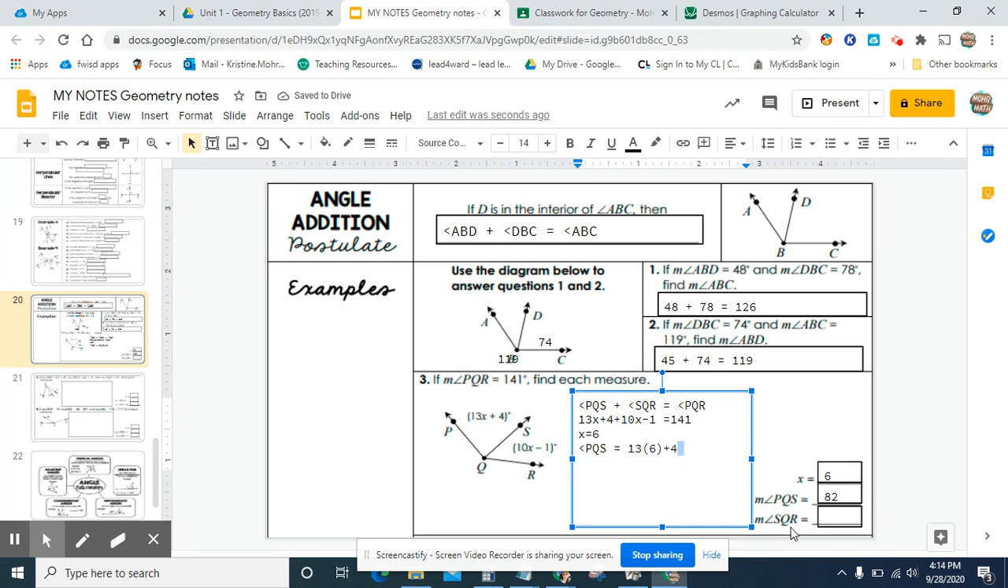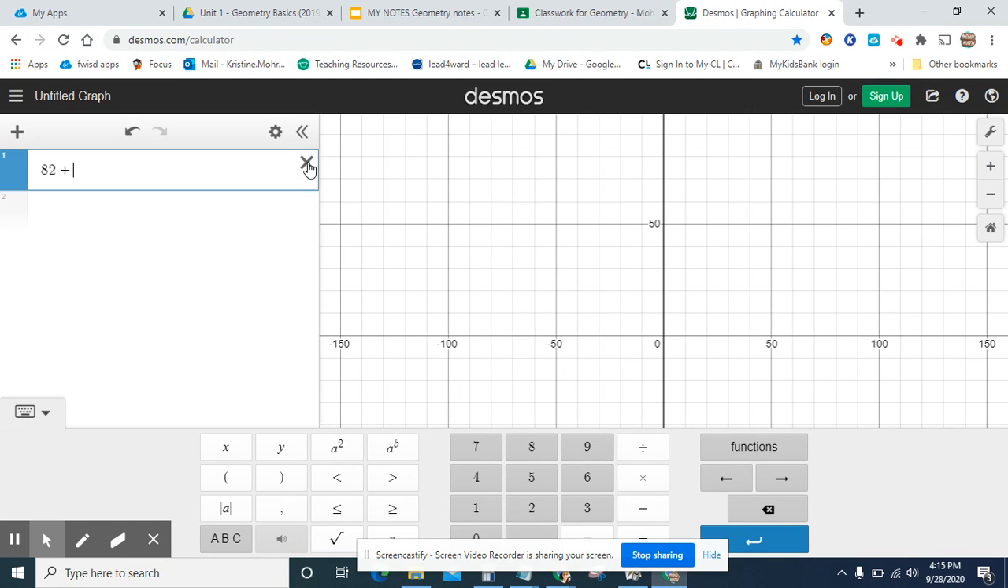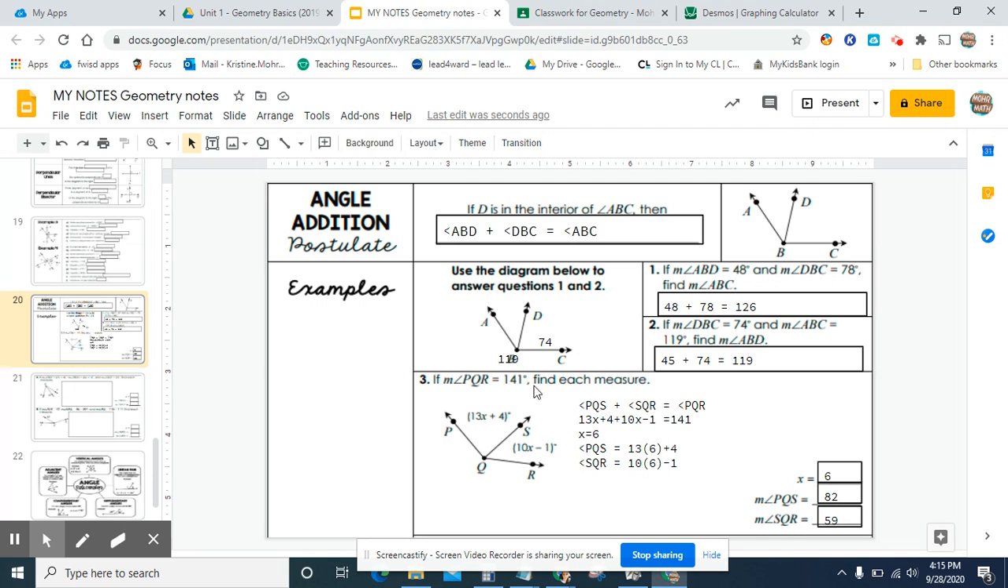And then we need to find SQR. Angle SQR is represented by 10x minus 1, and we know x is actually 6. So 10 times 6 minus 1: 10 times 6 is 60, minus 1 is 59. You can check: because this one is 82 and this one's 59, if we add them together, they should equal 141. So let's see, 82 plus 59 is 141. And sure enough, that is correct.